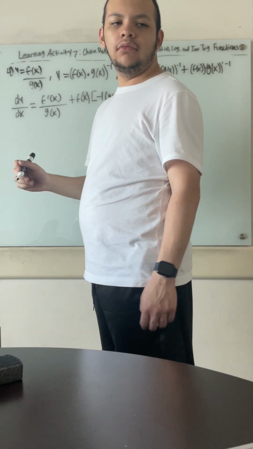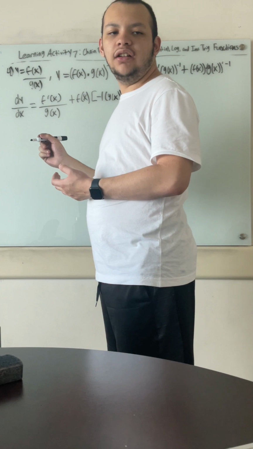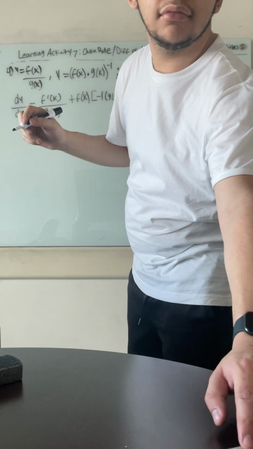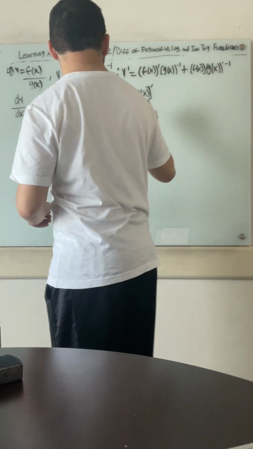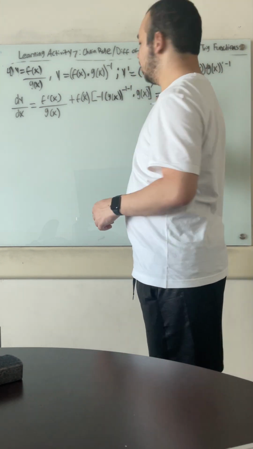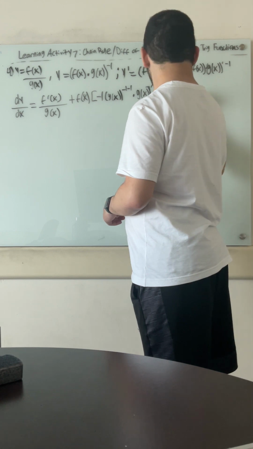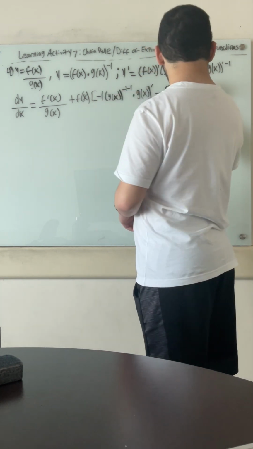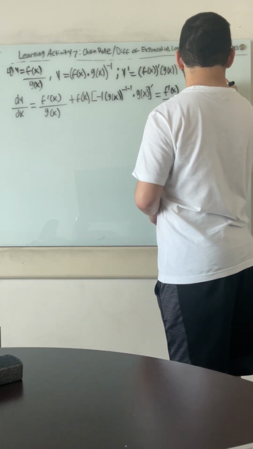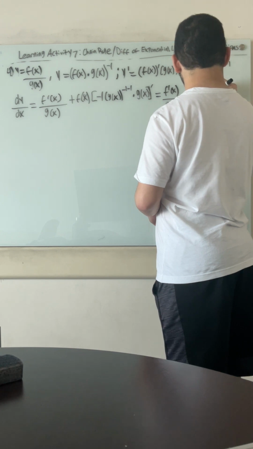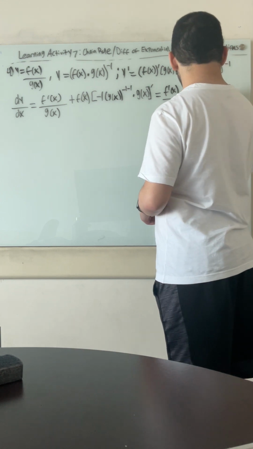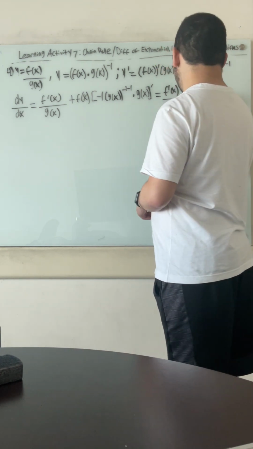All right. So now we have that. What we have right here is f prime of x over g of x minus f of x times the derivative of g of x, so g prime of x, over g of x squared.